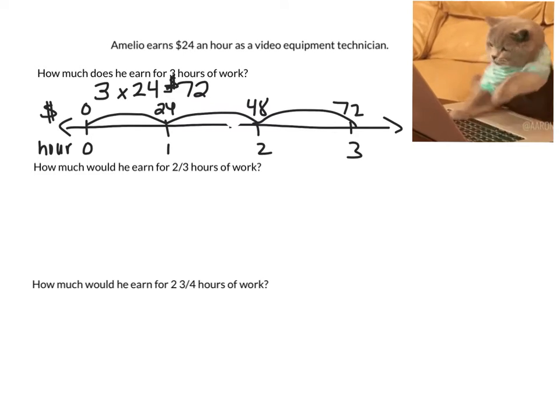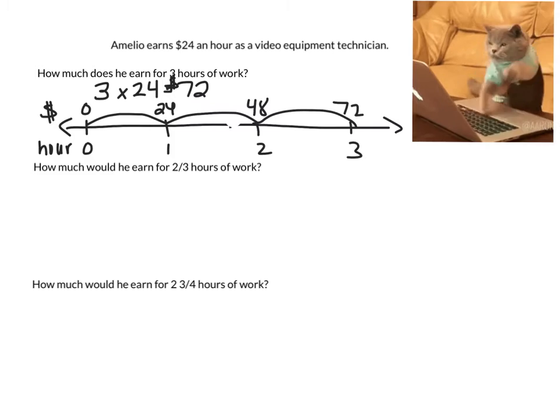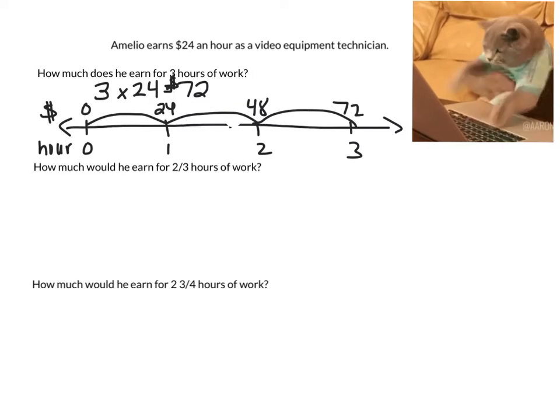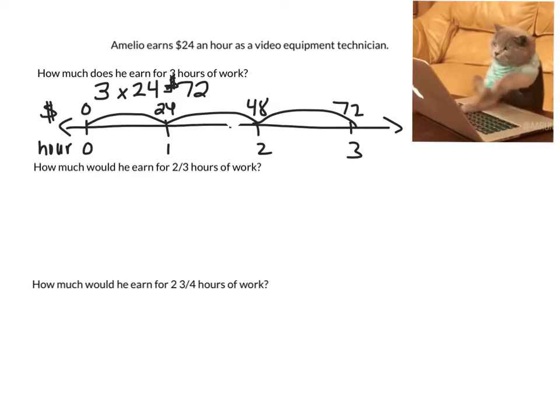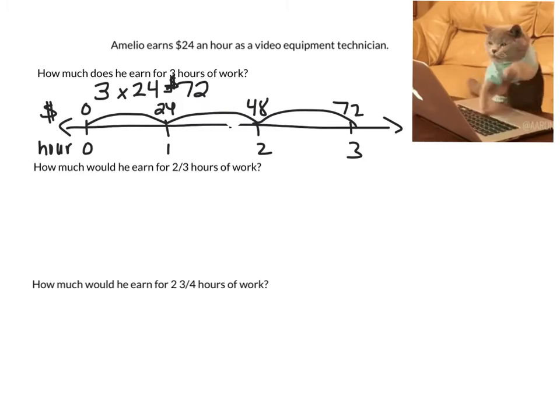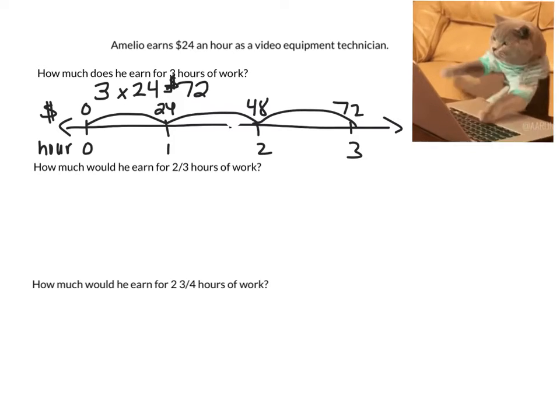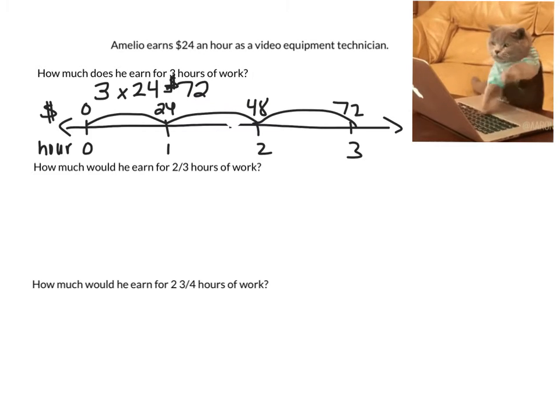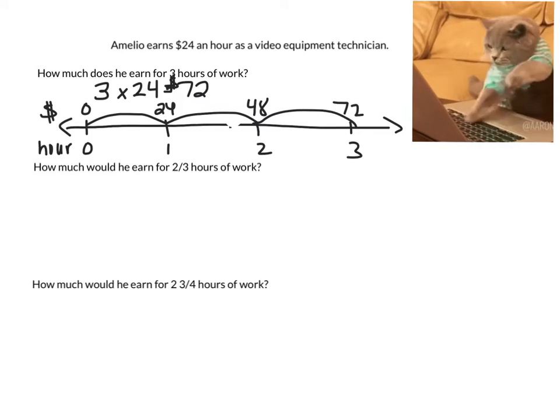That's our typical multiplication. We're multiplying two whole numbers. What we want to focus on is what happens when he doesn't work a full hour. So even when he doesn't work a full hour, he's still going to get paid. It's just that his pay is going to be broken down based on the amount of time that he's working. So for the second example, how much would he earn for 2/3 hours of work?